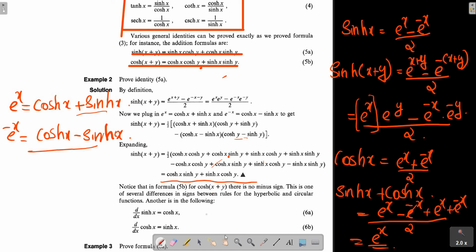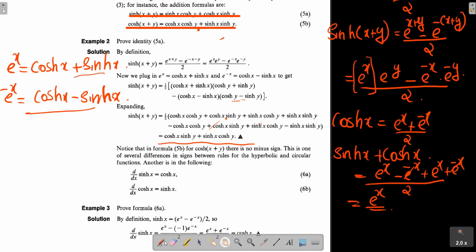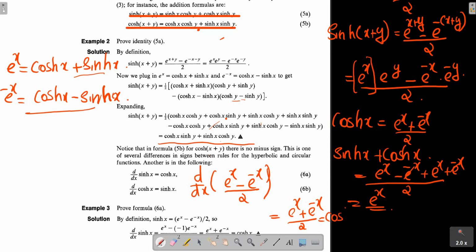Okay. Similarly, you can see that the derivative of sinh x is equal to cosh x. How will you prove this? That is d by dx of (e raised to x minus e raised to minus x) divided by 2. You will get e raised to x minus minus, that is plus e raised to minus x, divided by 2. This is actually what? This is our cosh x.